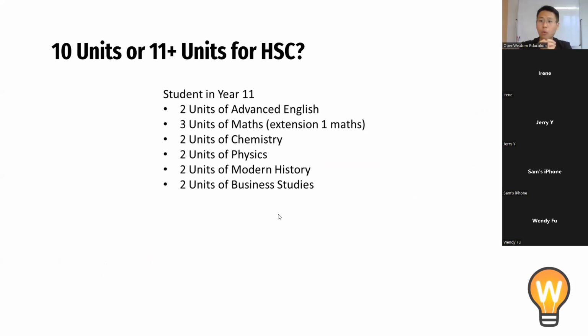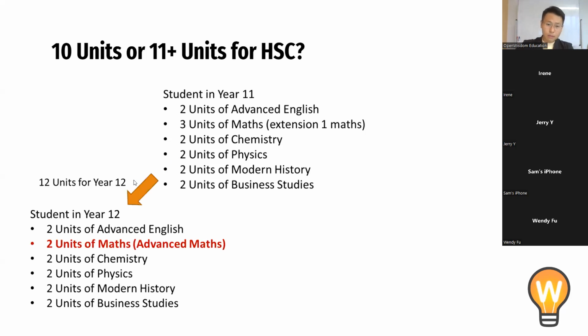So here's a very common question asked by many students, which is, should we do 10 units for HSC or should we do 11 units or more for HSC? So using the same example in the previous slide, this student in year 11 has picked these sets of units. Now, this student might drop the extension 1 maths down to a 2 unit maths, which makes it 12 units for year 12. So this student has dropped from 13 units down to 12 units.